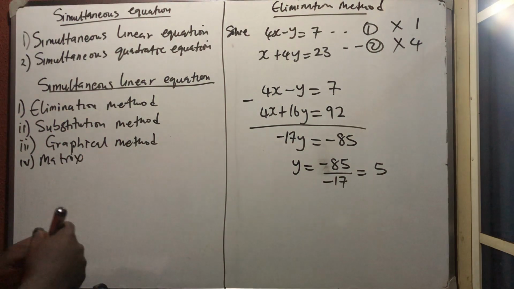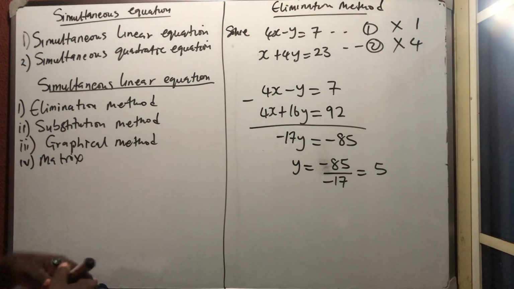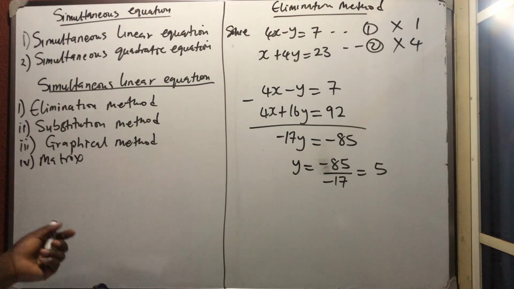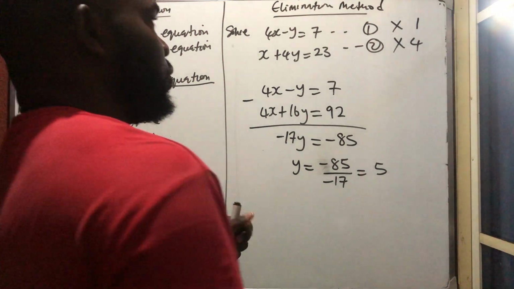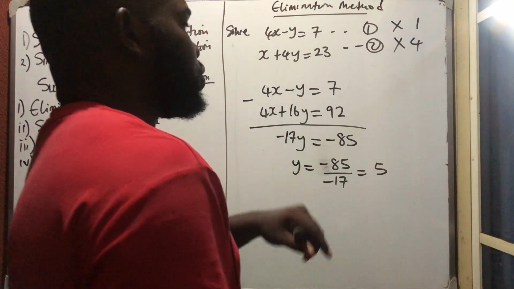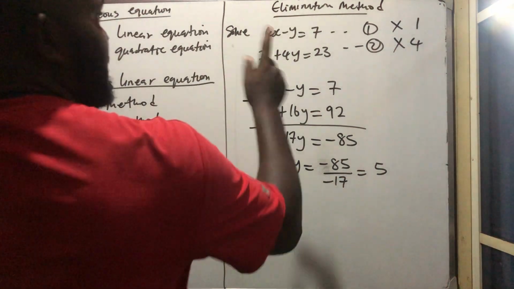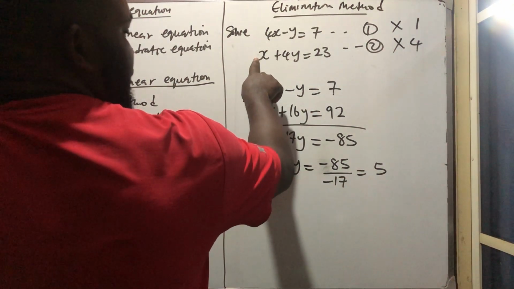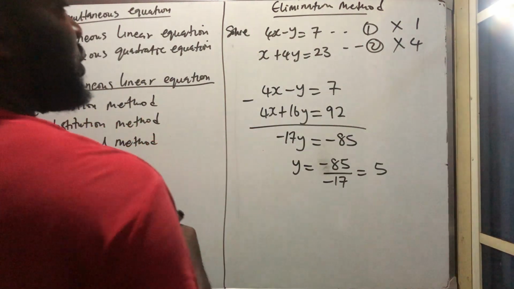Now immediately you have gotten y to be 5. Substitute it in any of the equation you feel is easy for you. If you put it in equation 1, you will still get your x. If you put it in equation 2, you will still get your x. But here, since x does not have any coefficient, this one will be easy for me. Let me put it in equation 2.